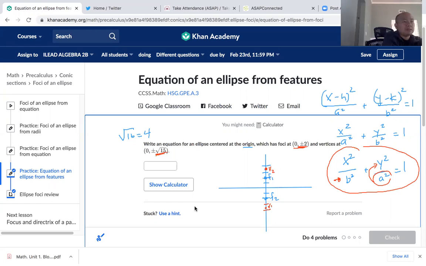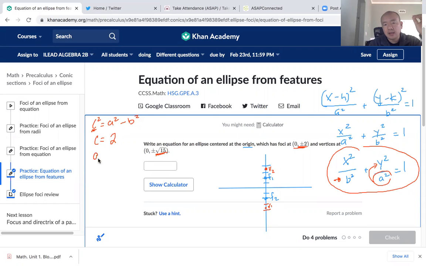So in an ellipse, I believe, give me a second here. Let me double check. Ellipse foci formula. In an ellipse, it's c squared is equal to a squared minus b squared. And how do we know what a, b, and c are? Well, remember, c is always the distance between the center and the focus. So c is equal to 2 in this case, the distance from the center to the focus.